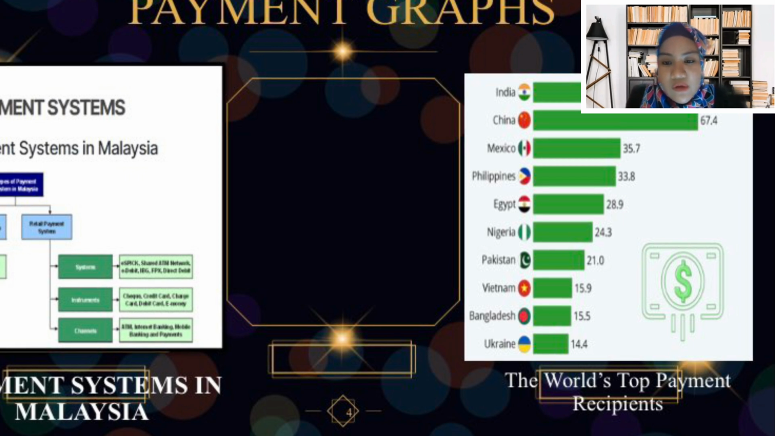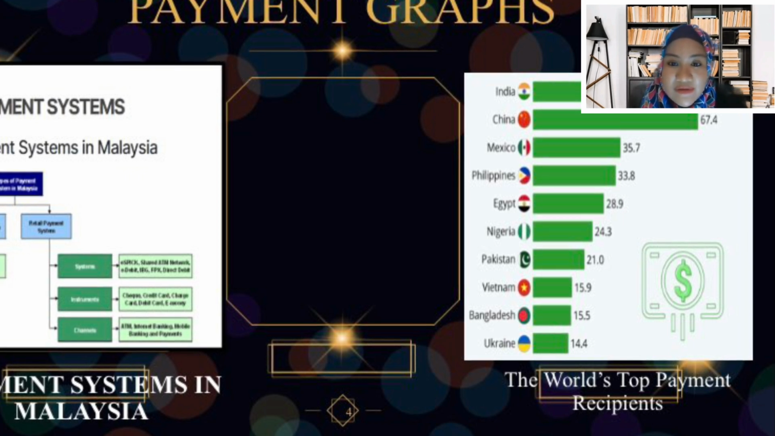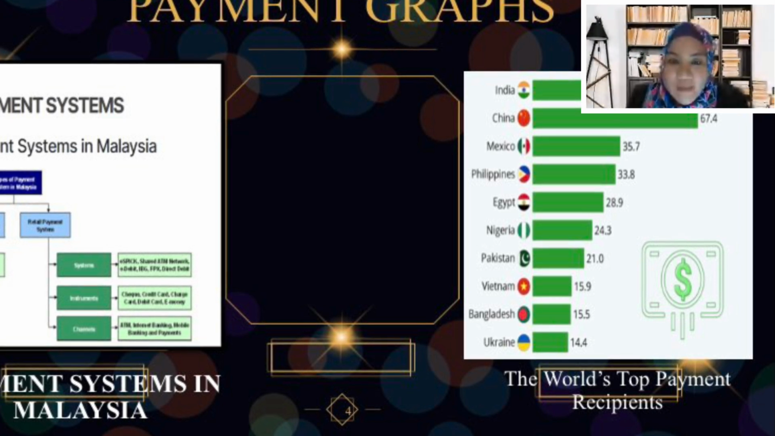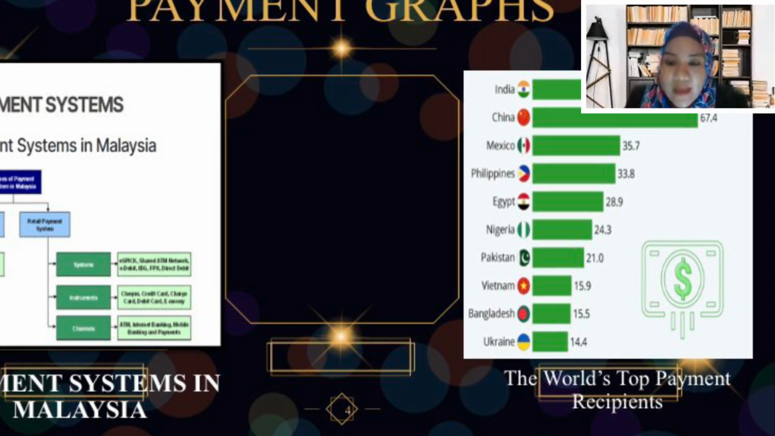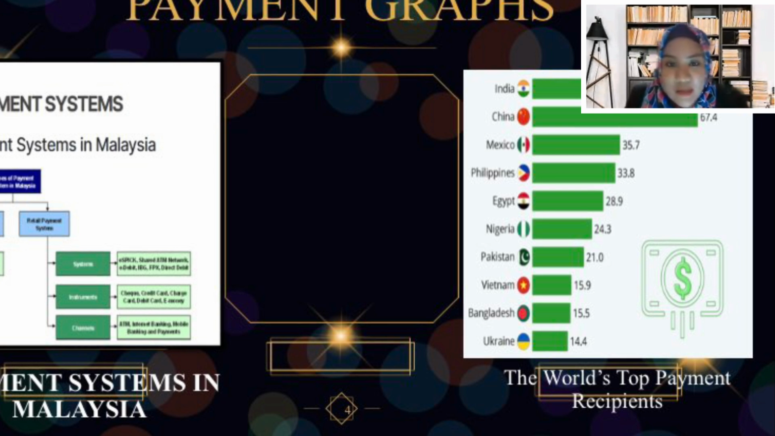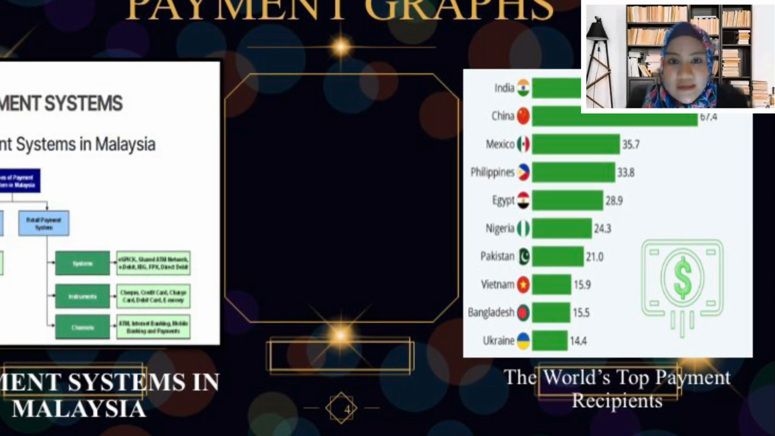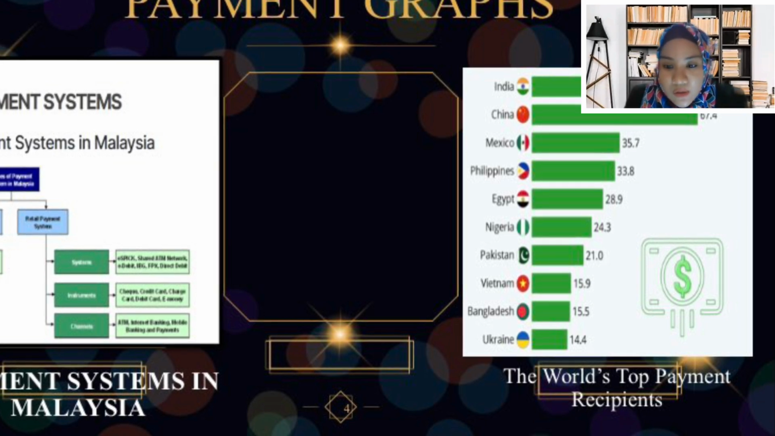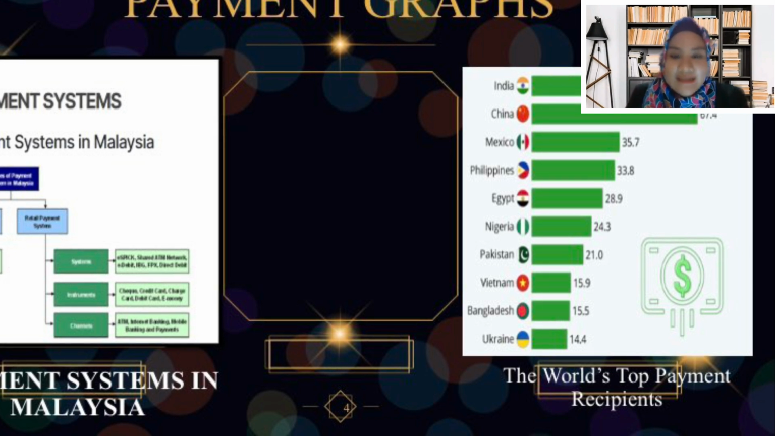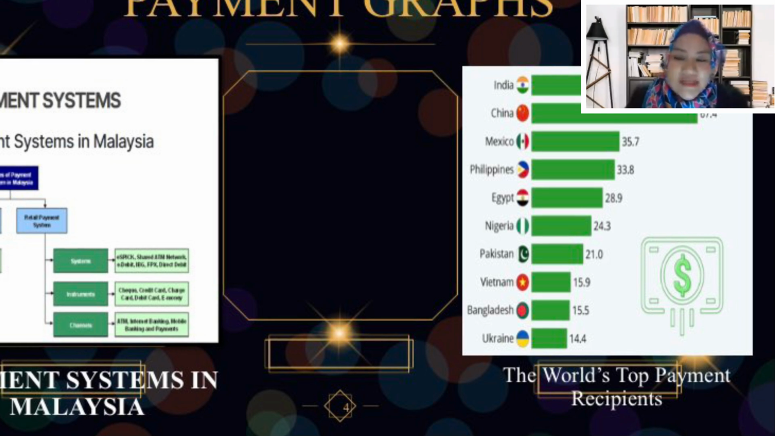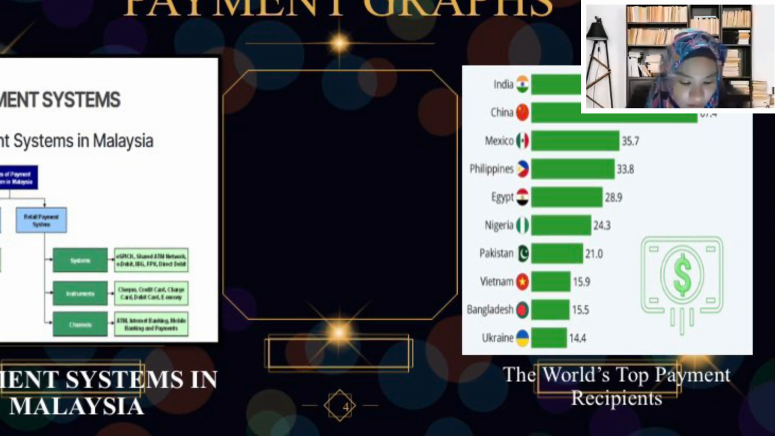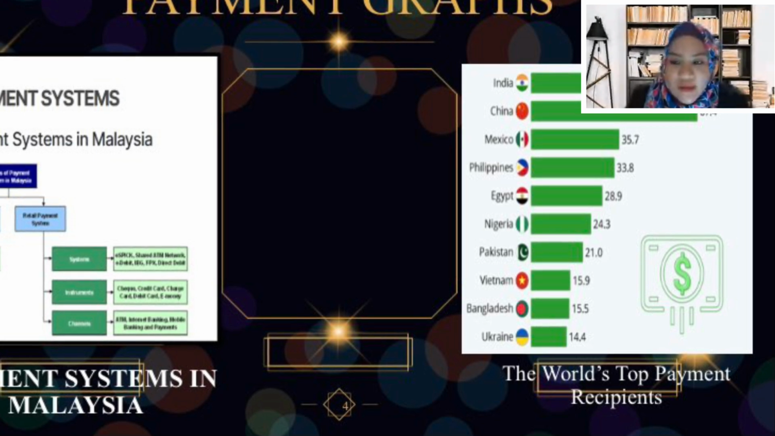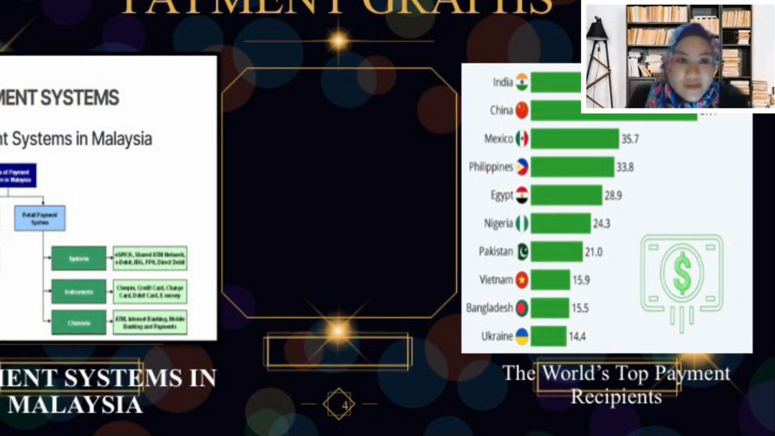and Mexico with $35.7 billion. These are the top three payment receiving countries, and we also can see that the last place, the 10th place, is Ukraine with $14.4 billion in payments made in 2018. So we can see that Ukraine received the least payments in 2018 among the top 10 world's payment recipients.